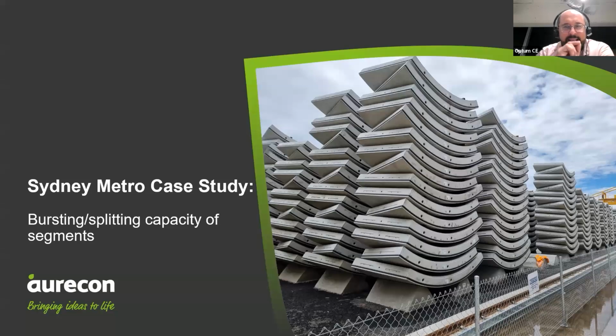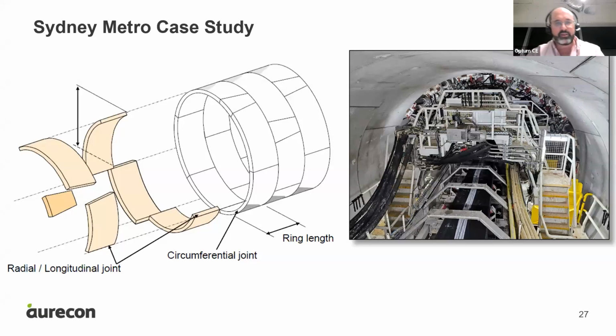Now let's look at something slightly different. So it's a segmental lining, and you can see here the precast elements that we're using in TBM tunneling. And the concern here was more bursting and splitting of the segments and highly concentrated loads. You can understand why they are highly concentrated loads.